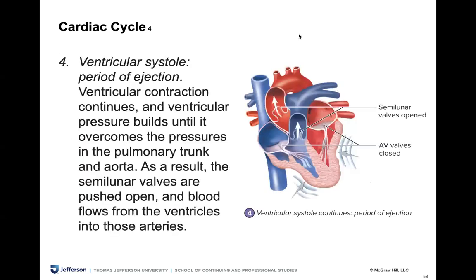The fourth phase of the cardiac cycle is ventricular systole, the period of ejection. The ventricle contraction continues, and ventricular pressure builds until it overcomes the pressure in the pulmonary trunk and the pressure in the aorta. As a result, the semilunar valves are pushed open, and blood flows from the ventricles and into those arteries.